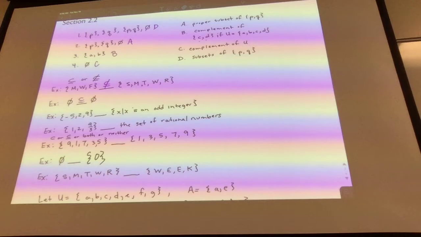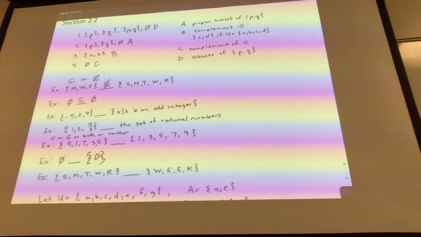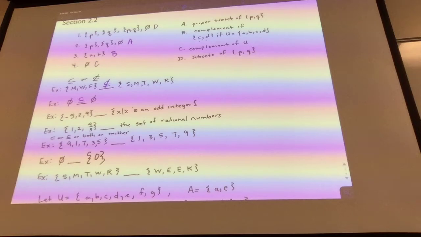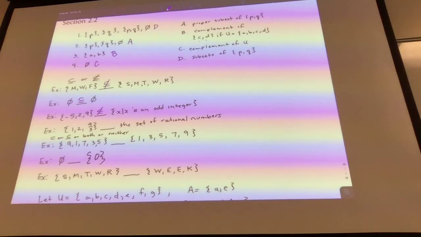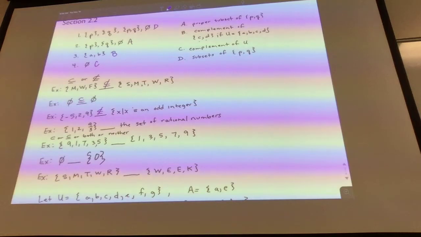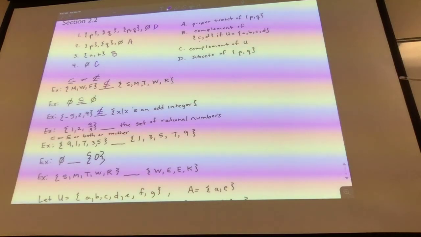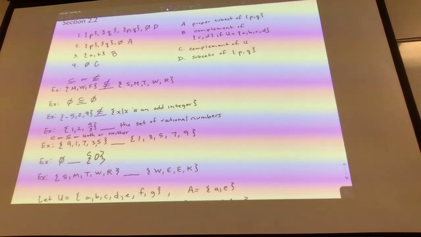-5 to 9, and x such that x is an odd integer. What messes that up? The 2, so that means it's not a subset. So we would say no. Next: 1, 2, and 9/3. But what is 9/3? 1, 2, 3. So that's really 1, 2, 3. Is that in the set of rational numbers? Yes.